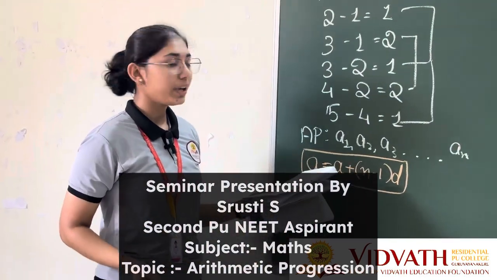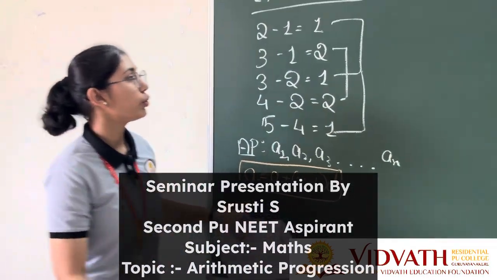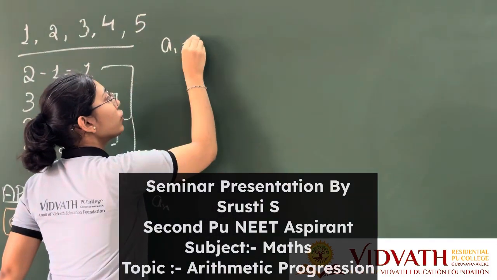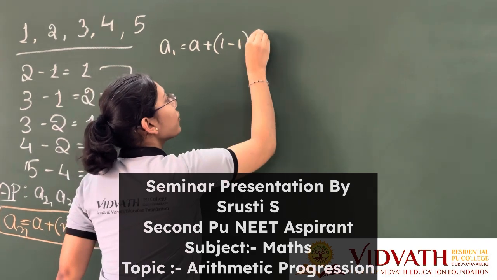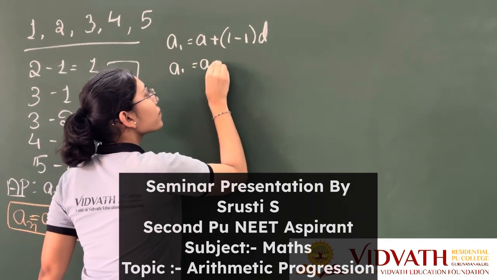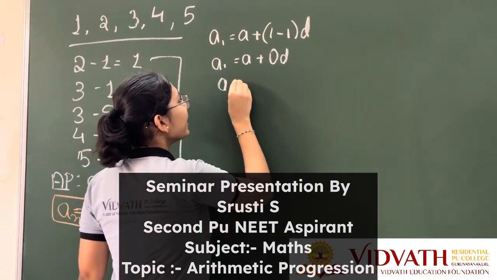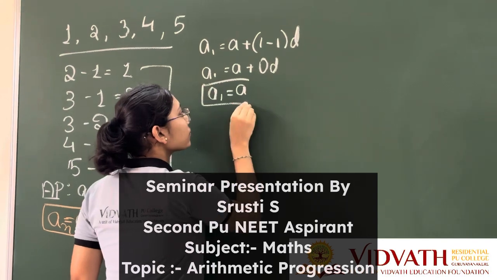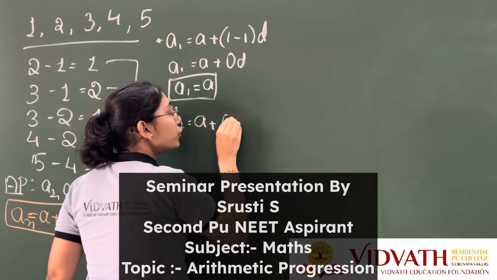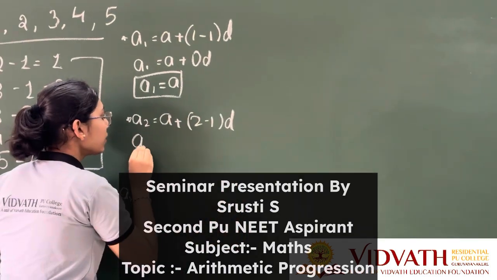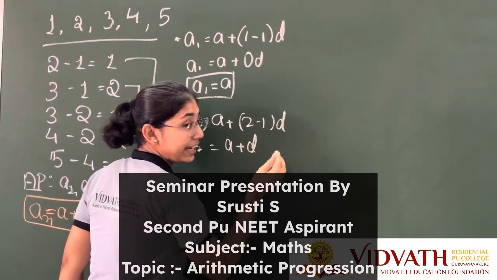So, how would we write the AP in another form? When we substitute 1 for n, what would be the value of an? A1 is equal to A plus of 1 minus 1 into D. What's 1 minus 1? 0 into D. What is 0 into anything? 0. Yes, 0 into anything is 0. So, it would be A. What about the second term? A2 is equal to A plus of 2 minus 1 into D. What's 2 minus 1? It's 1 into D, so A plus D.